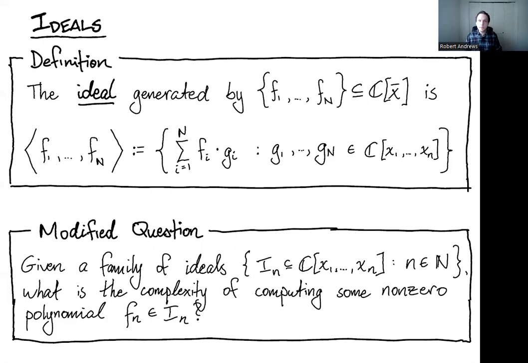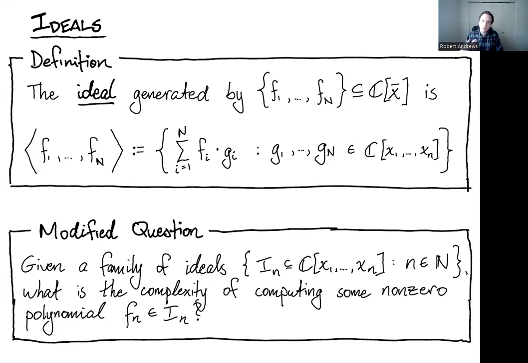And your task is going to be computing one element of this ideal, and it better not be the 0 element, just to avoid trivialities. And the question is, how hard is this to do? I give you some set of polynomials, and now you just get to compute any one element of that set. And how hard is it to compute some element of that set?